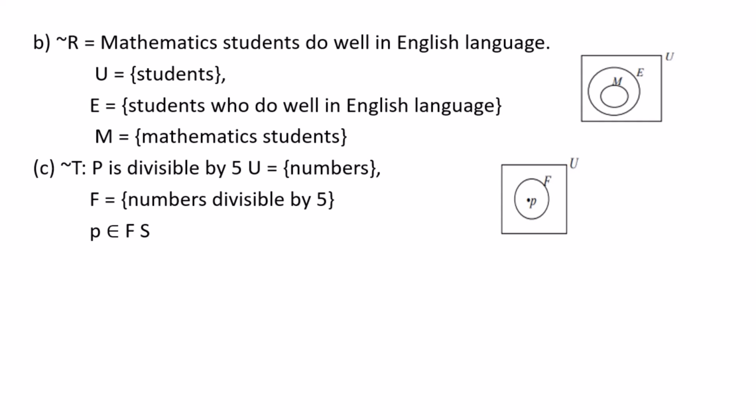Then our next question was, P is divisible by 5. The negation becomes P is not divisible by 5. So here we want our universal set to be numbers. Our set is numbers that are divisible by 5, and P will be part of our set.